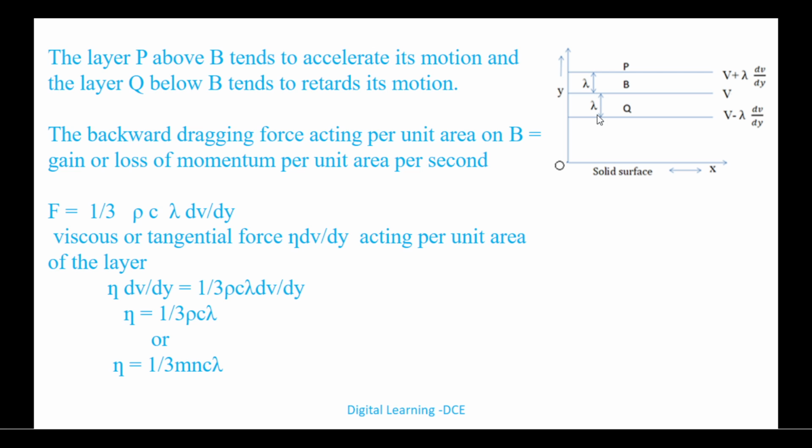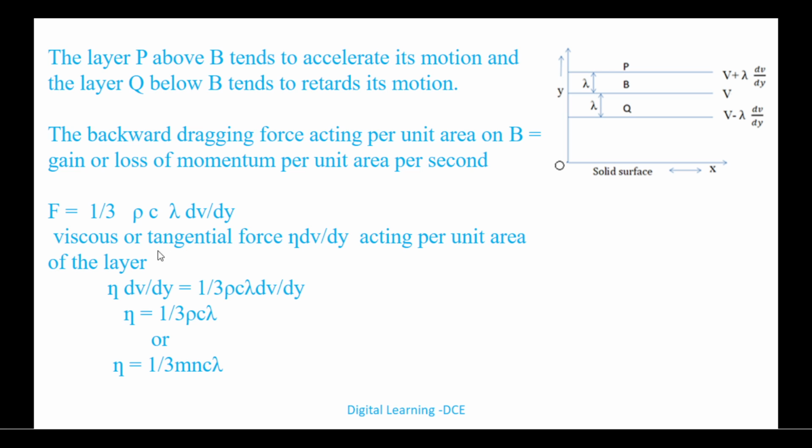acting per unit area on B, and this backward dragging force is equal to the gain or loss of momentum, that is the net momentum gained or lost by the molecules of the layer Q. Hence, that force is equal to 1/3 rho C lambda dV/dy. The net momentum lost or gained by the molecules is equal to 1/3 rho C lambda dV/dy. This is nothing but the backward dragging force, that is the viscous force or tangential force.